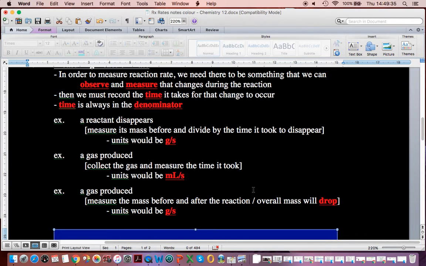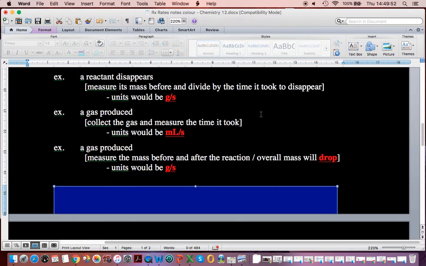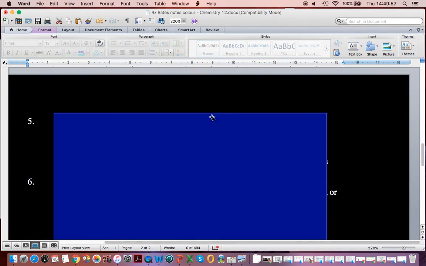But the other thing we could do is we could actually do our reaction on a scale. And if we make a gas, we could just let the gas escape. And therefore the mass of our system would drop, and we could measure that drop in grams per second. So those are all examples of things that change that we could measure. There are other things, and we'll come into them as we do other questions.